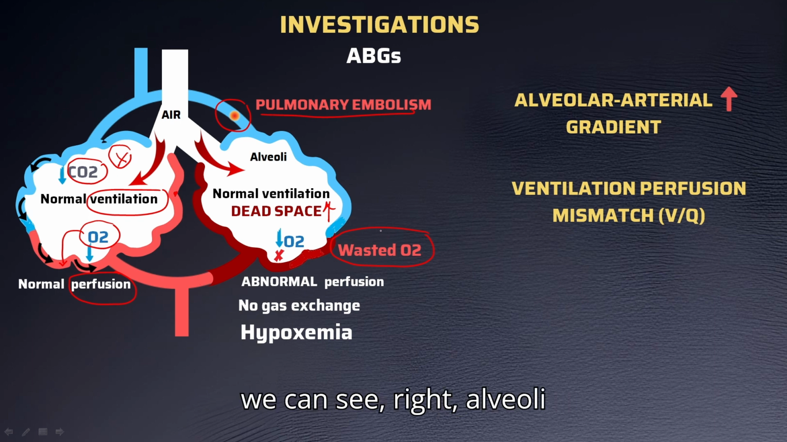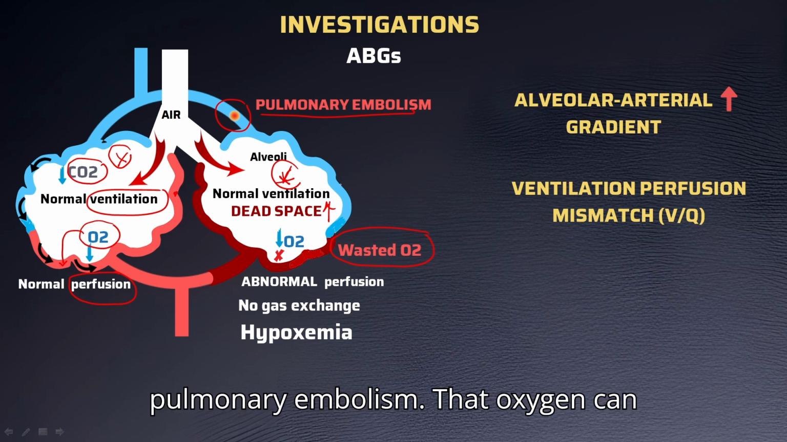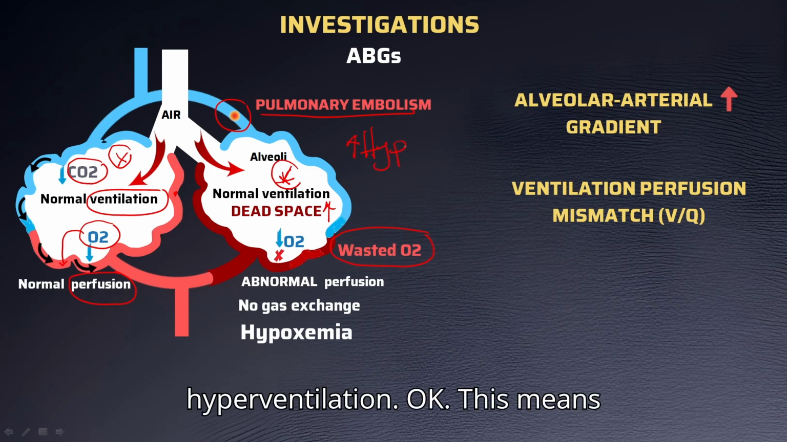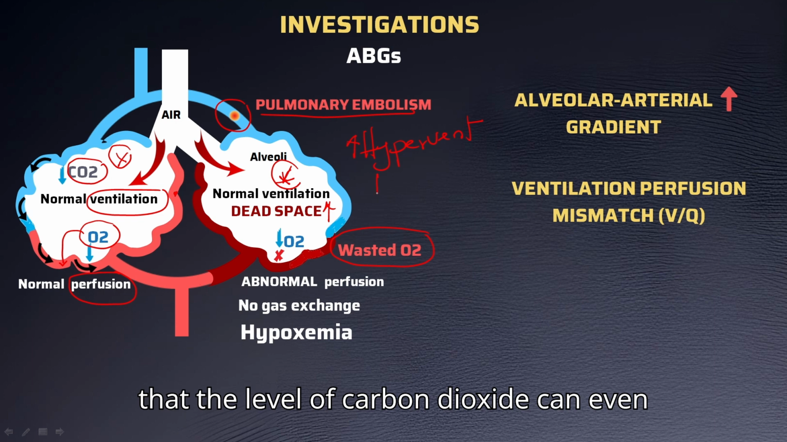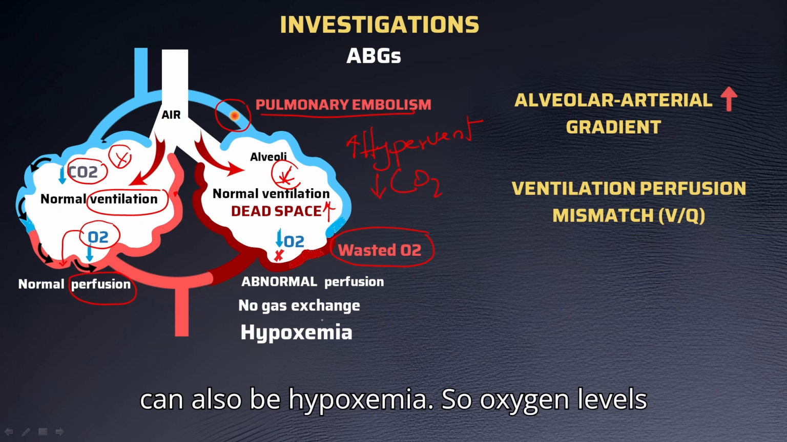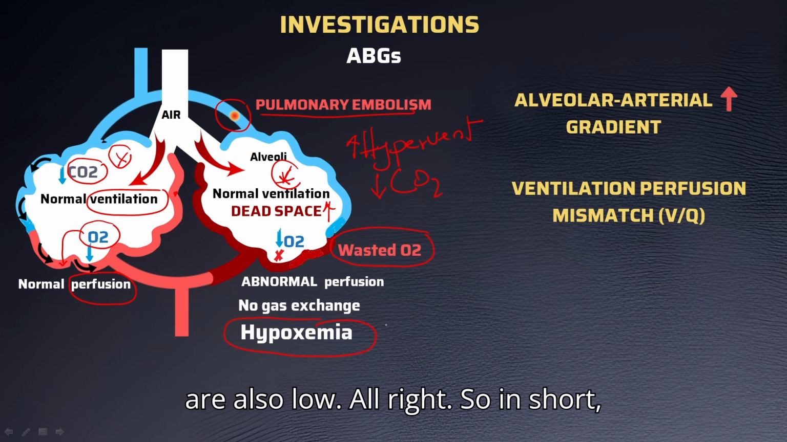So as we can see, right, alveoli ventilation, that is the oxygen in the alveoli right here, remains normal. In pulmonary embolism, that oxygen can even be increased. So we can also have hyperventilation. Okay, this means that the level of carbon dioxide can even be low in pulmonary embolism, and there can also be hypoxemia, so oxygen levels are also low.